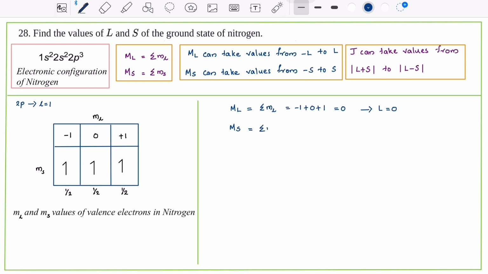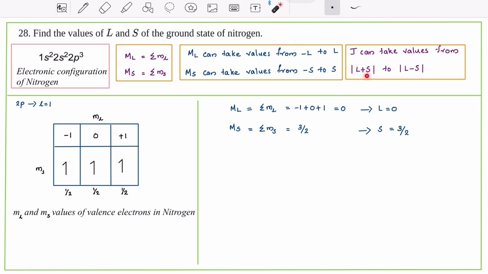Now capital MS is the sum over ms, and we can say it is 1 by 2 plus 1 by 2 plus 1 by 2, that is 3 by 2. Now this is the maximum possible value of MS. Since MS can take the value from minus S to S, it is evident that the value of S is 3 by 2.